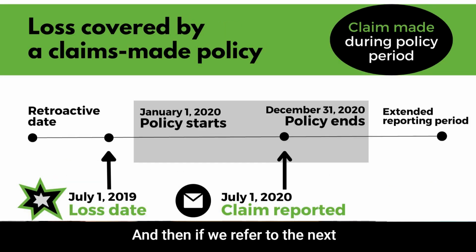And then if we refer to the next example of a claims made, you'll see the addition of a retroactive date, which will be part of the policy period itself, and then an extended reporting period. We have a loss that occurred before the policy period, but within the retroactive date, and that will be counted within the policy period of when it was reported, not when it occurred. So that's the main difference.